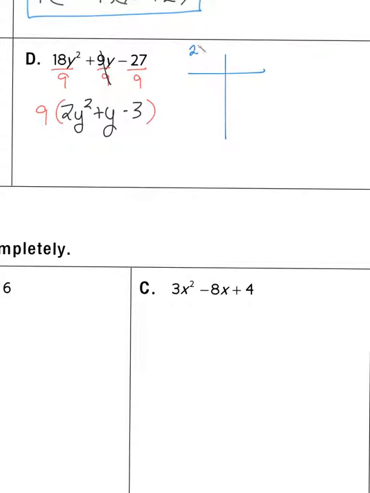So I'm doing 2 times negative 3, and I get negative 6. Because my product is negative, I'm going to find the difference or subtract. And I'm looking for a middle term of positive 1 because that's the coefficient in front of the middle term. So the factors of 6 are 1 and 6. Those subtract to give me 5, so that's not it. And then 2 and 3 subtract to give me 1. So there are factors of 6 that subtract to give me 1, and so those are the ones I want.